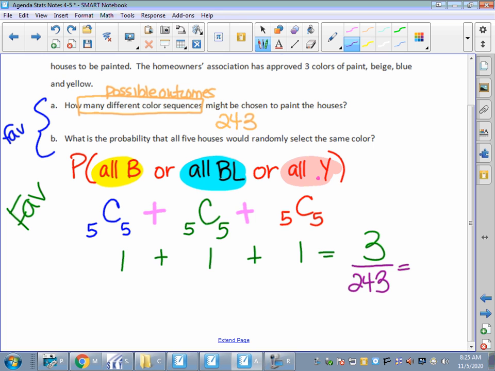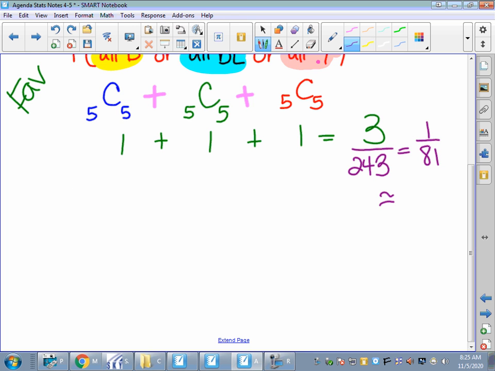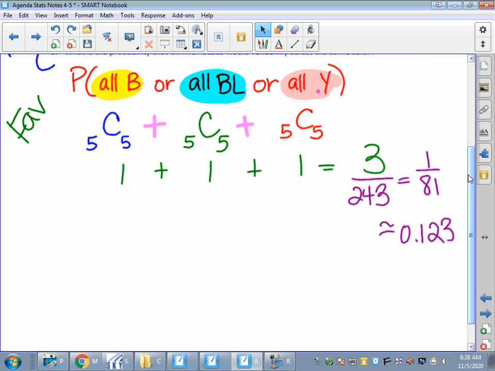3 out of 243, I believe, is 1 over 81. If you're going to a decimal, that's going to be something like 0.123. So you get about a 12% probability of all 5 houses being painted the same color. So this is really about practicing everything in the chapter, putting together permutations and combinations, putting together ands and ors, putting together the line method if you've got repeats and everything's being used. So a lot of amalgamation of everything in the chapter.